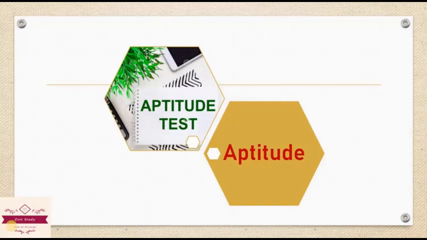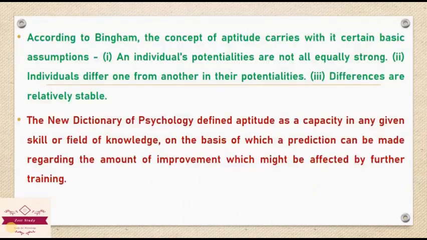Thus aptitude is a condition, a quality or a set of qualities in an individual which is indicative of the probable extent to which she will tend to acquire under suitable training. Aptitude points to a quality or characteristic of a person. According to Bingham, the concept of aptitude carries with it certain basic assumptions.